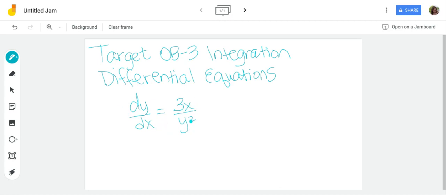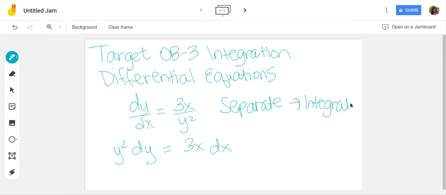So the first thing I would do would be multiply y squared over to the left side, and then I'd multiply the dx over to the right side. So this is where we separate, and then we're going to integrate. So we separate and integrate. I've separated by getting the y's on the left and the x's on the right, and now we integrate both sides.